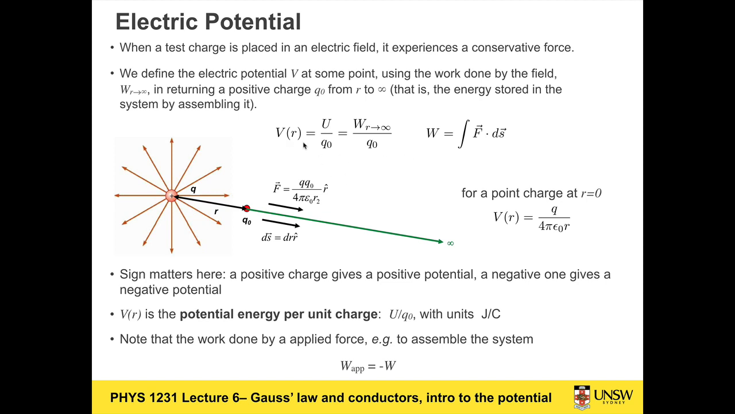And so we could write the electric potential as just the work done by the field in taking its charge, for example, here from r back out to infinity, with work defined in the usual way as the integral of F dot ds, and for electric potential we just divide by this test charge q0. And so for a point charge at r equals 0, the electric potential is very simply q over 4 pi epsilon naught r. Of course, sign matters, and there's a number of notes here.